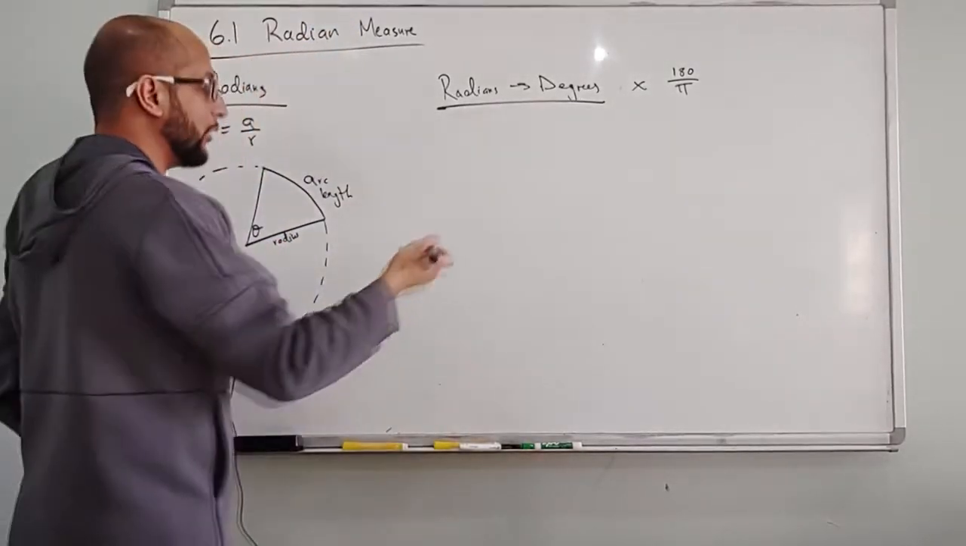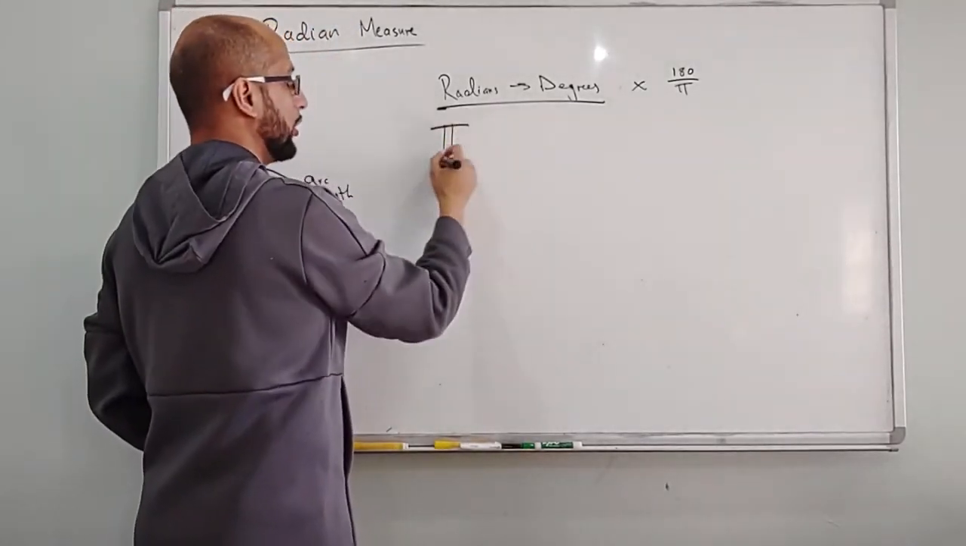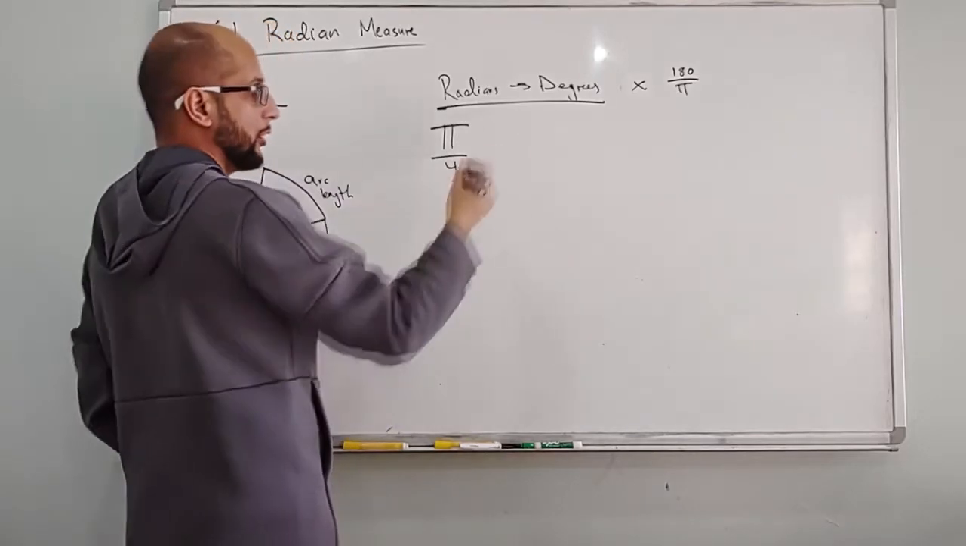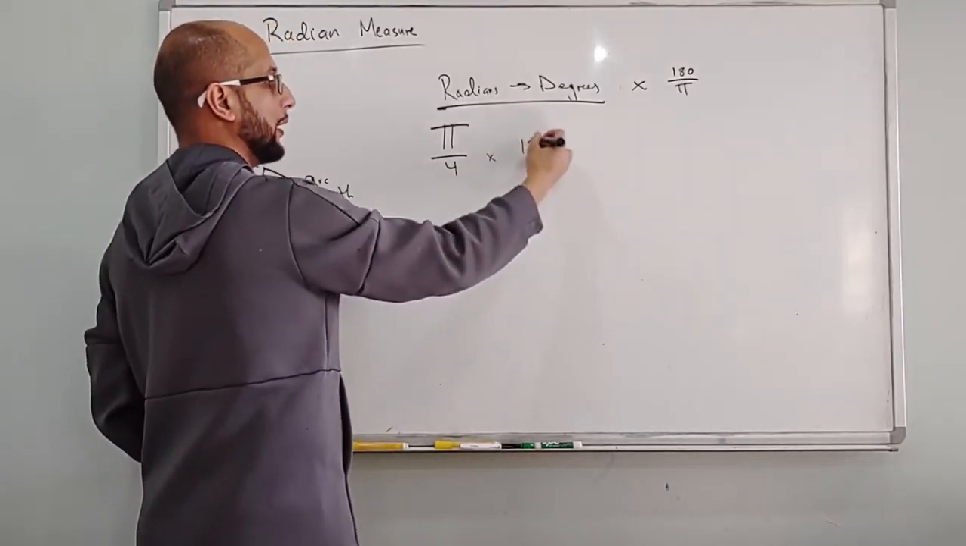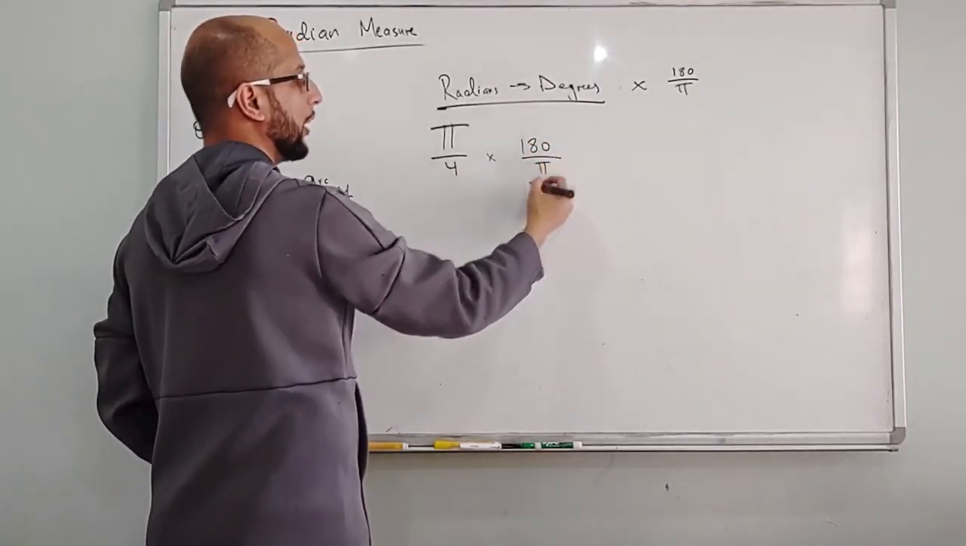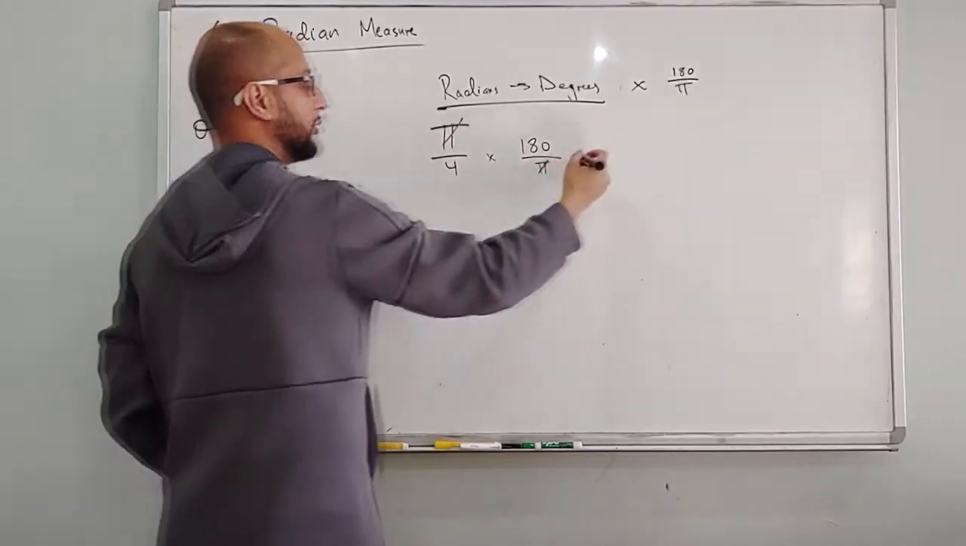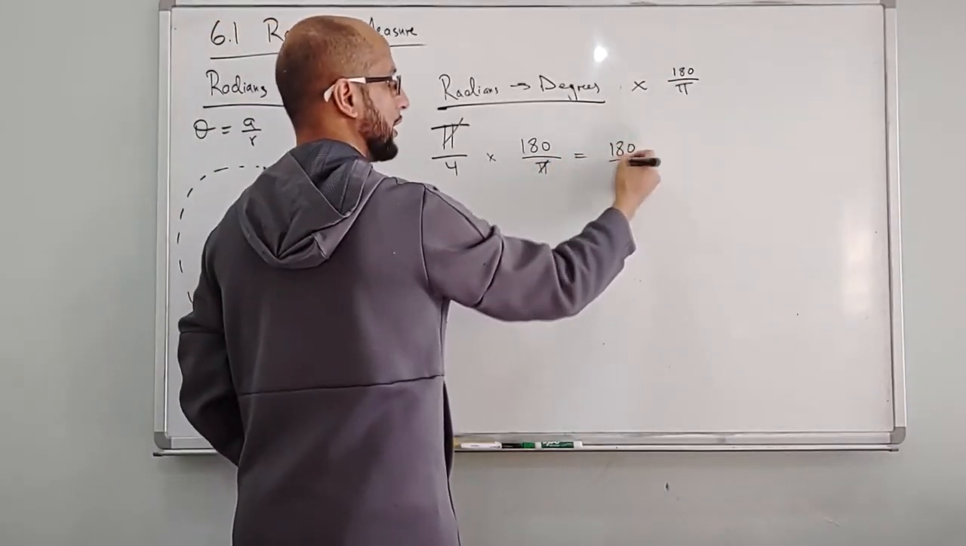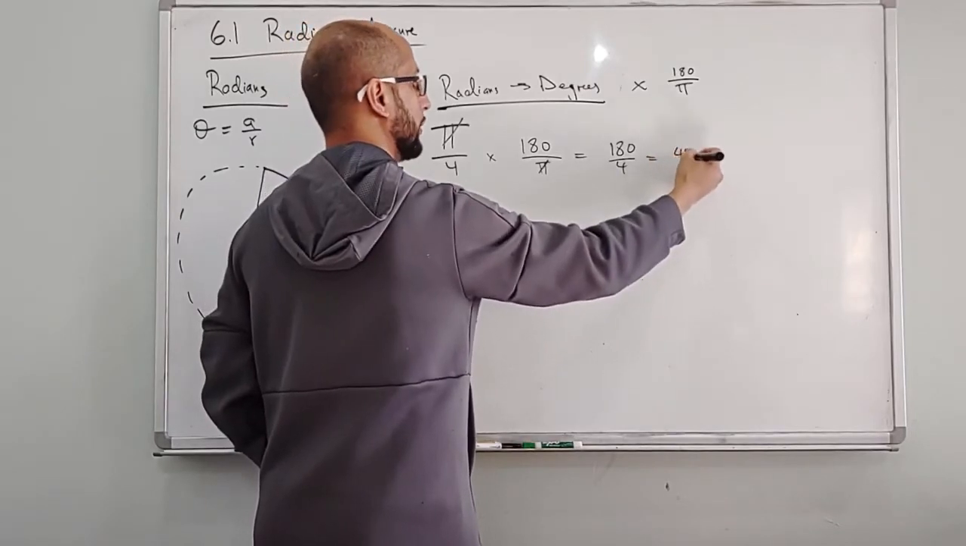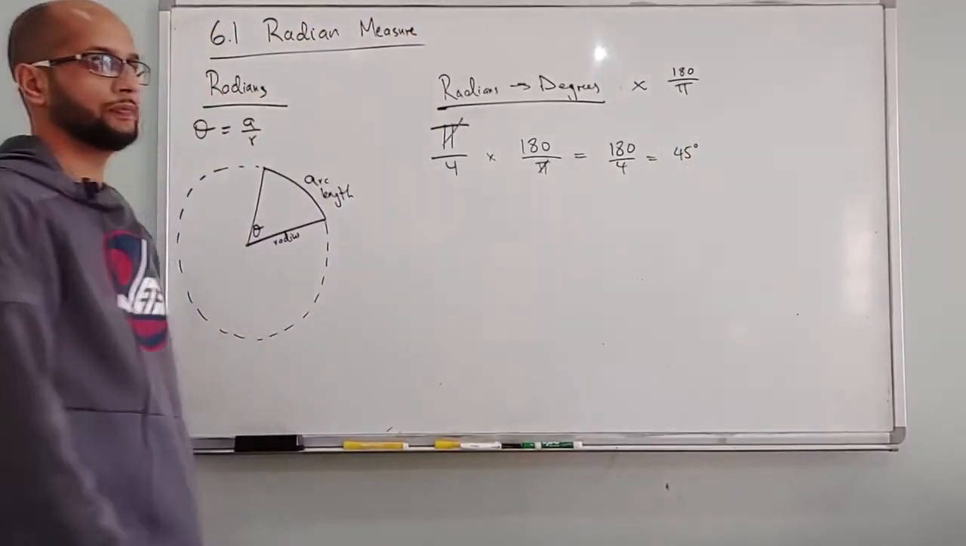So how do you convert now? Let's take something that we know, which is pi over 4. Pi over 4, we would multiply it by 180 over pi. The pi's cancel out, and we're left with 180 divided by 4, which is going to be 45 degrees.